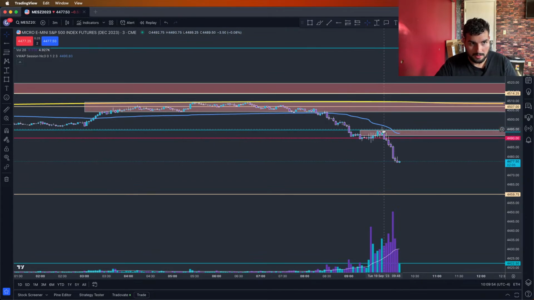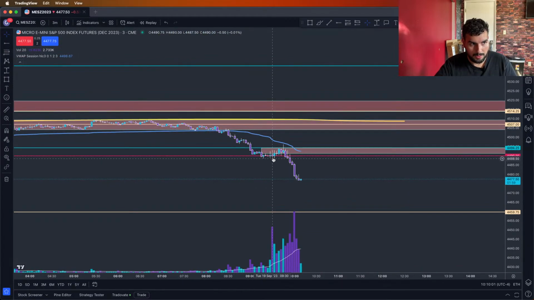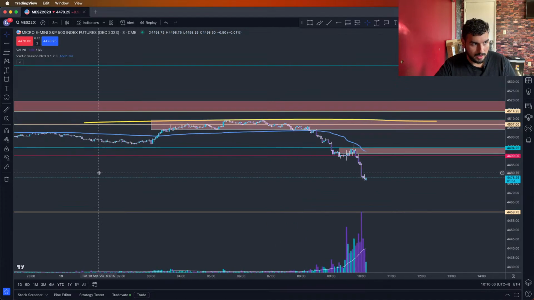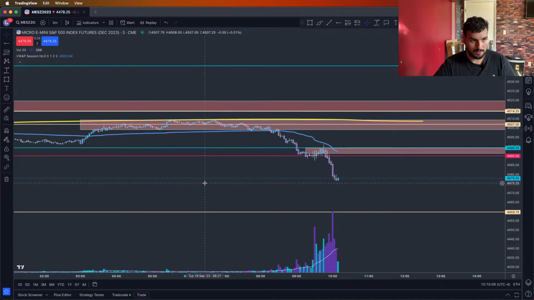So that could have been a nice little trade right there from that rejection. Since we were stuck between these two ranges, I was more bullish since we had that demand zone. Just was not able to read the market in real time there. That's completely fine. This is the 3-minute time frame.